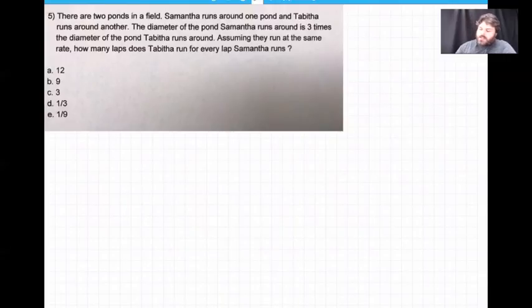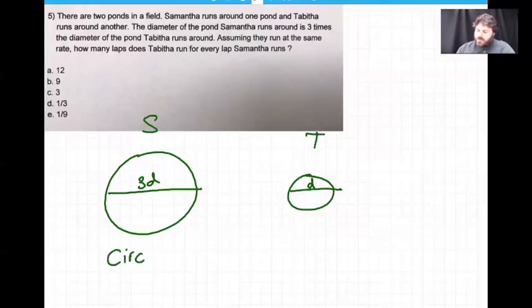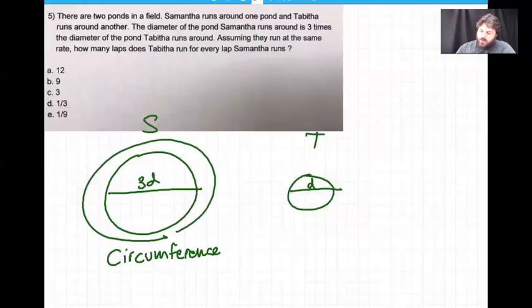All right, so it doesn't explicitly say, but it uses the word diameter. So we know we're talking about circles here. It says the one Samantha runs around is 3 times bigger in diameter. So this is 3 times the diameter, where this is the 1 diameter. So it wants to talk about how many laps. So what is that really measuring? The distance around? That's our circumference, right? That's the distance around this pond. So we want to know the circumference formula.